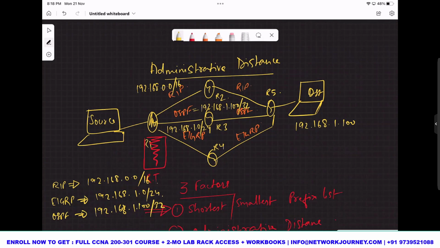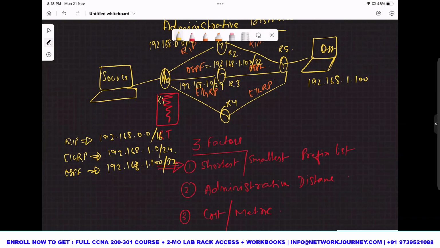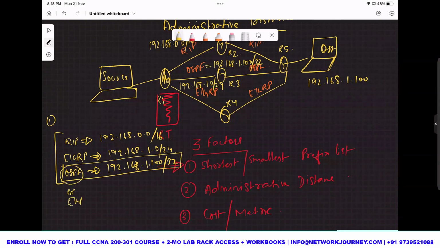Okay. So now, ignoring the rest of the factors of a protocol, this is your first preference to decide which way to take. And as per the configuration, this is the best. I'm not going to check whether it's OSPF or RIP or EIGRP. I'm only going to check the smaller prefix list. So the more particular you are about that destination, that wins the election.